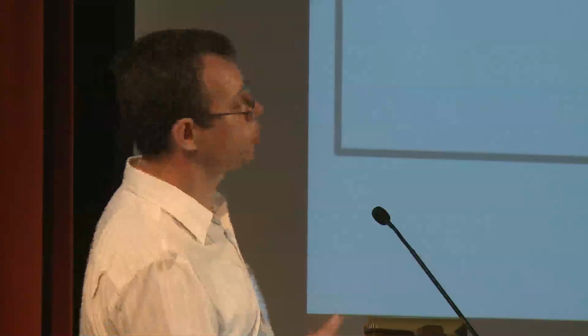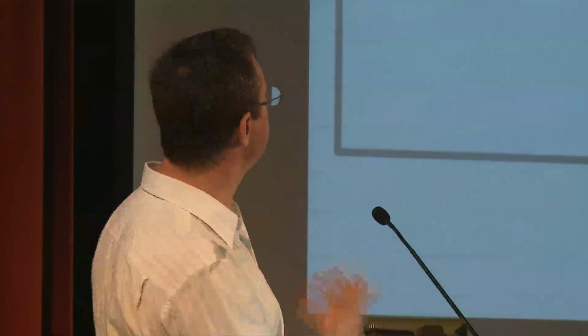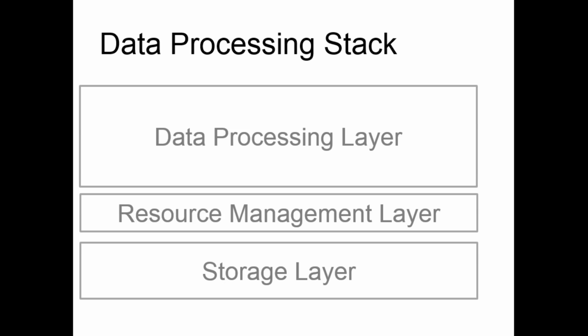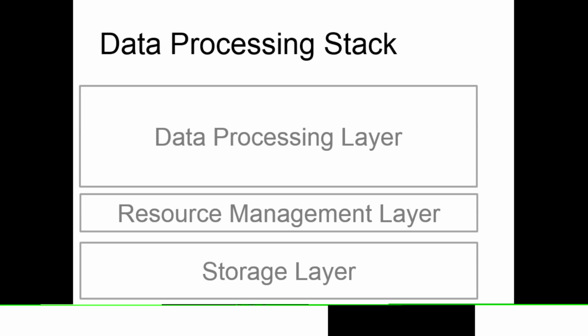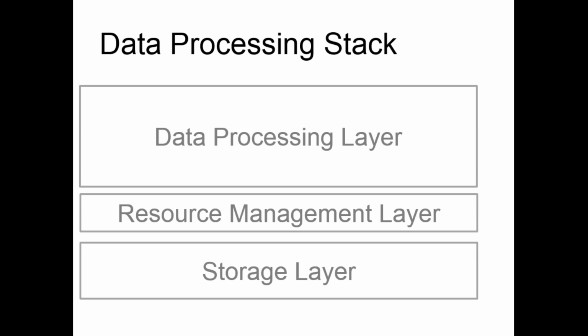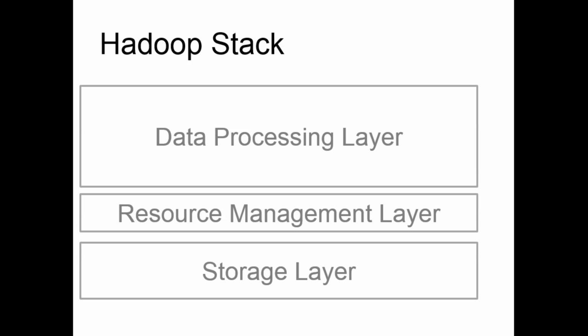So again, to put things into perspective, what does a data processing stack look like? It looks something like this. You have a storage layer, a resource management layer, and a data processing layer. So let's map this onto the Hadoop stack, which most of you are familiar with.